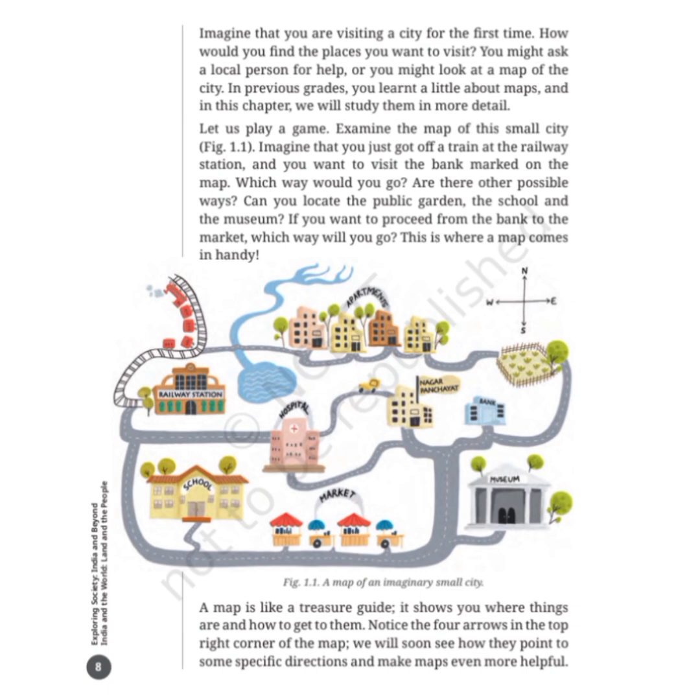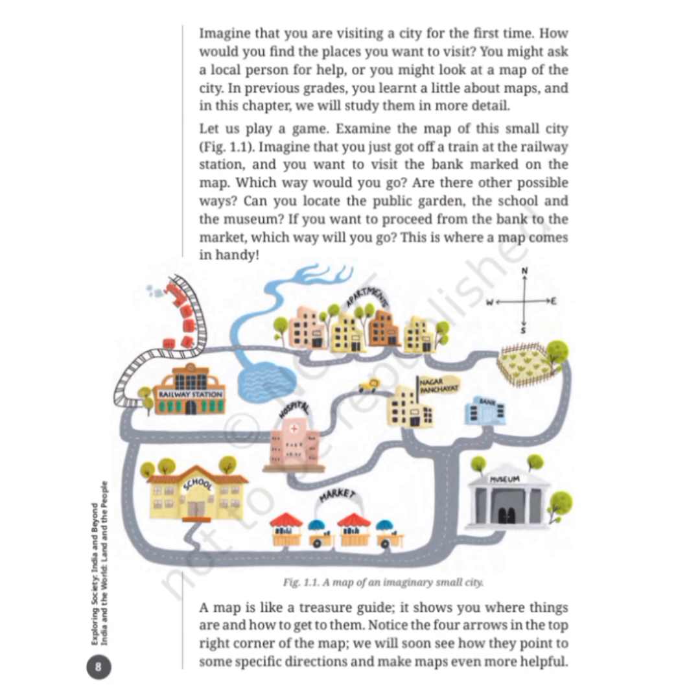Let us play a game. Examine the map of this small city, Fig 1.1. Imagine that you just got off a train at the railway station and you want to visit the bank marked on the map. Which way would you go? Are there other possible ways? Can you locate the public garden, the school, and the museum? If you want to proceed from the bank to the market, which way will you go?